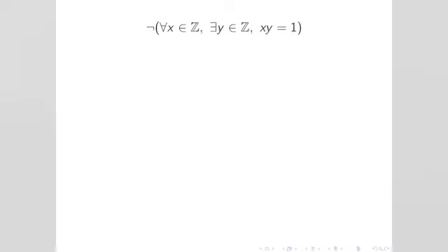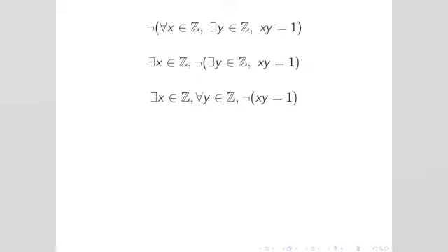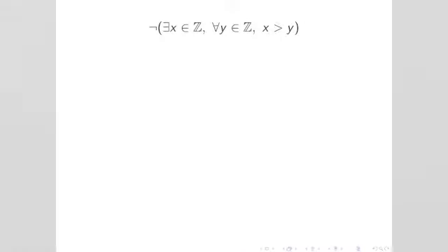If we negate this statement, negating the universal gives us an existential. Negating the existential gives us a universal. Negating equality gives us inequality. Here, negating existential gives us universal. Negating the universal gives us existential. And negating a strict inequality gives us a non-strict inequality.